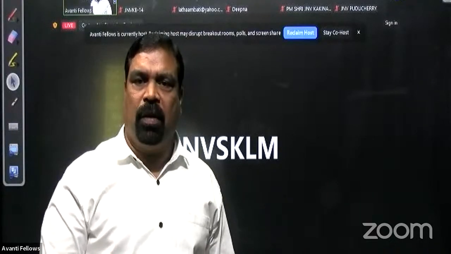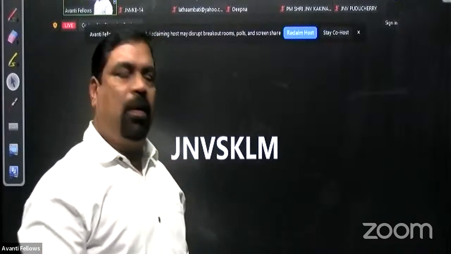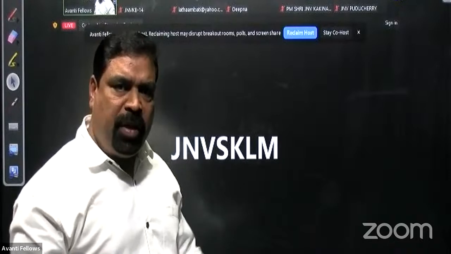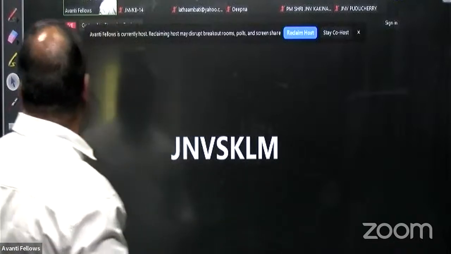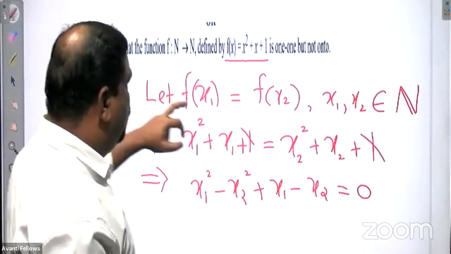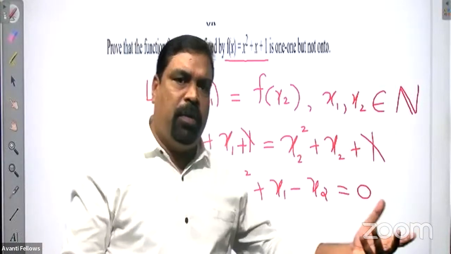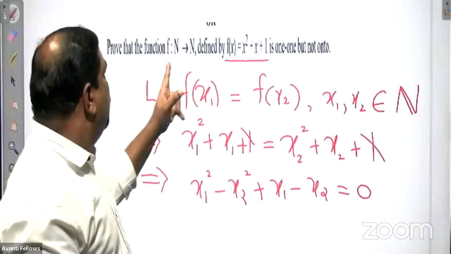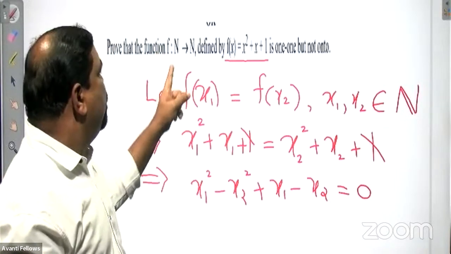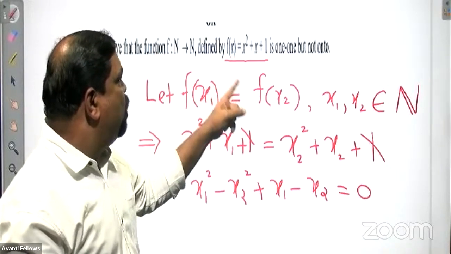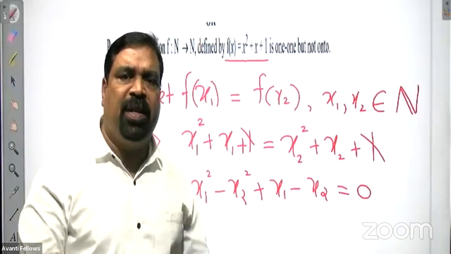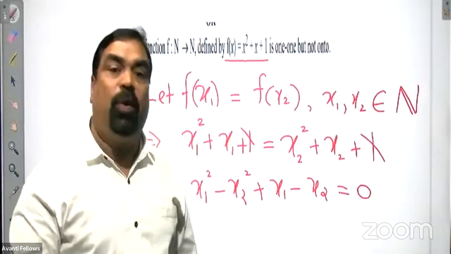Okay, children. I think some problem was there. Some network issue. No, it is okay. I don't know whether you followed what I have started. So I have started this example. The function f from N to N defined by f of x equal x square plus x plus 1 is one-one but not onto. Prove that this function is one-one but not onto.